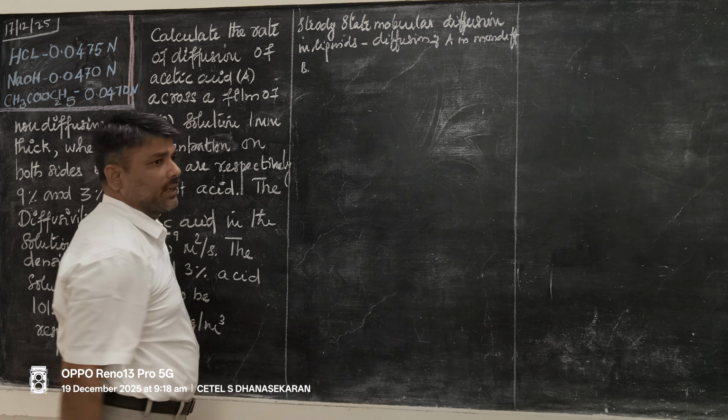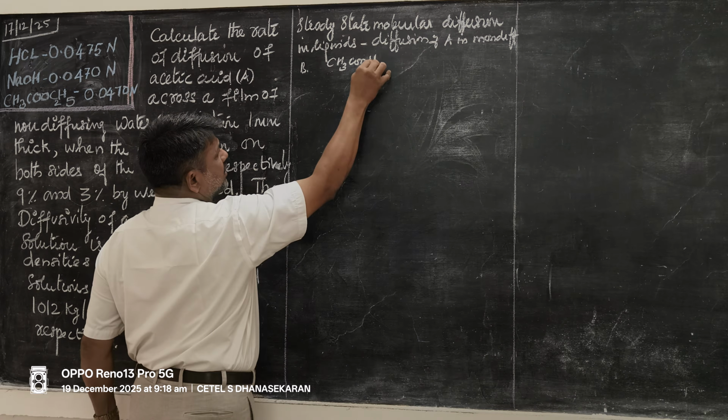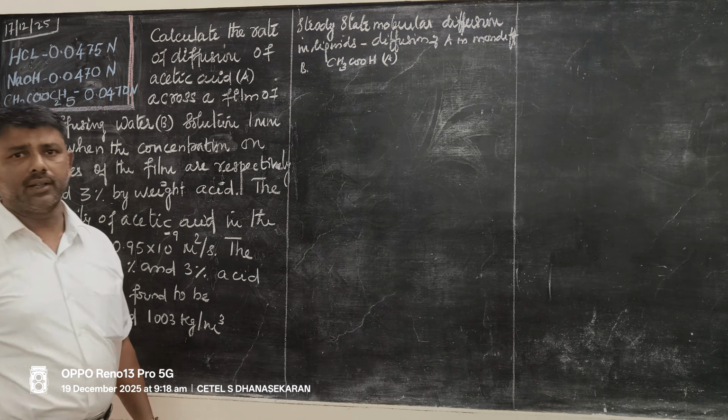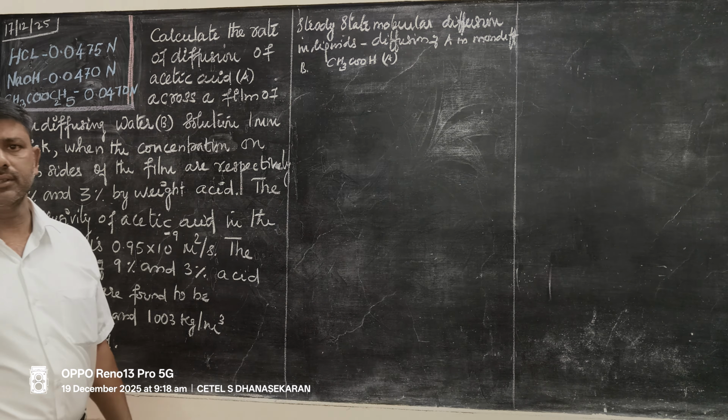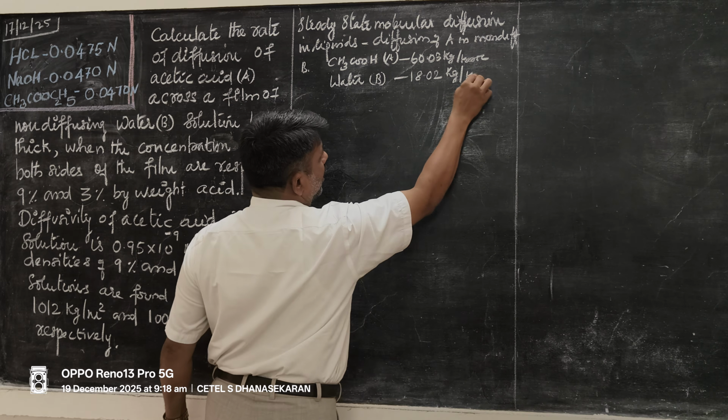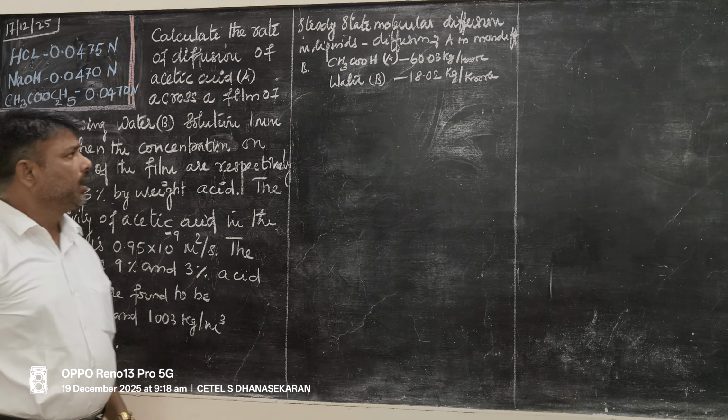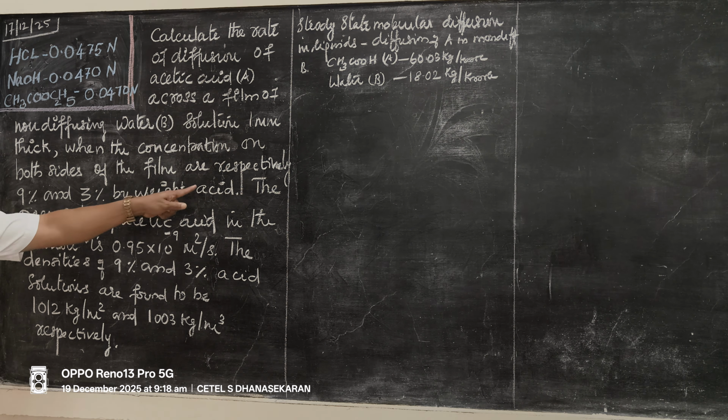First, acetic acid is component A, whose molecular weight is 60.03 kg per kg mole. Next, component B is water, whose molecular weight is 18.02 kg per kg mole, or gram per gram mole, whatever it may be. Film thickness is given, that means 1 mm. Z is equal to 1 mm, which is equal to 1 into 10 to the power of minus 3 meter.